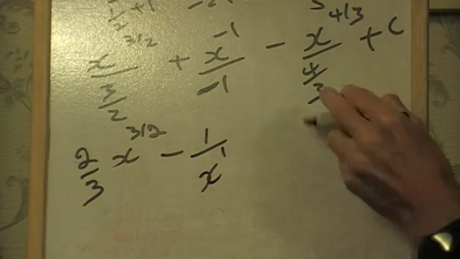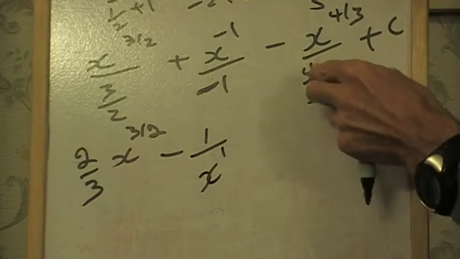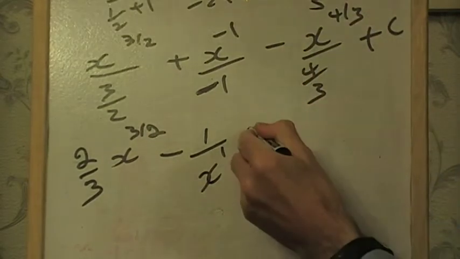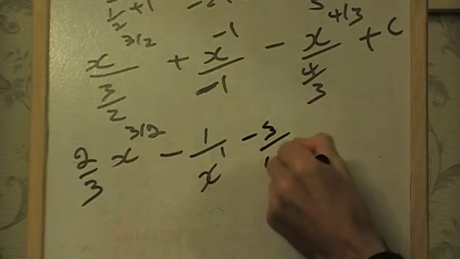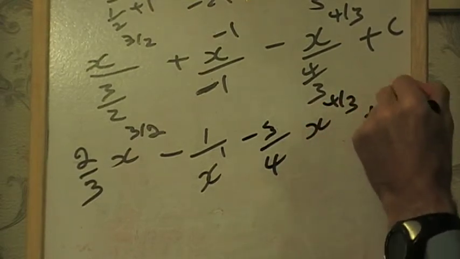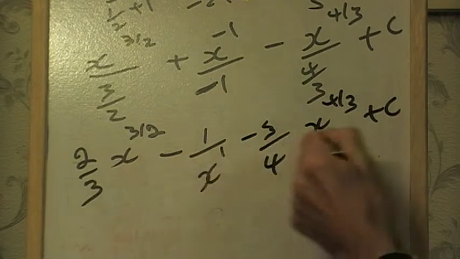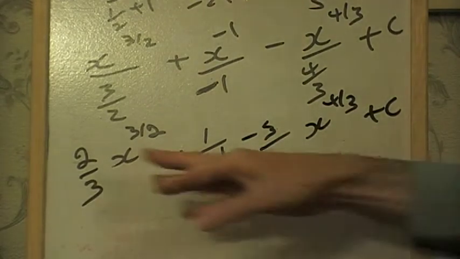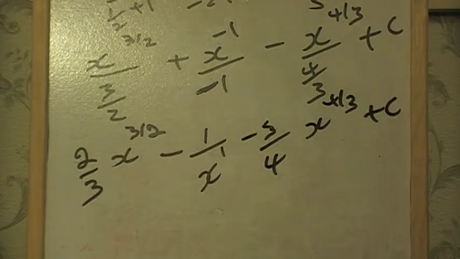And the final term, we invert the 4 over 3, we tip that upside down and we put minus 3 over 4 in front, and we get x to the 4 over 3 plus a constant. What we've done is to simplify the last line for our integral.